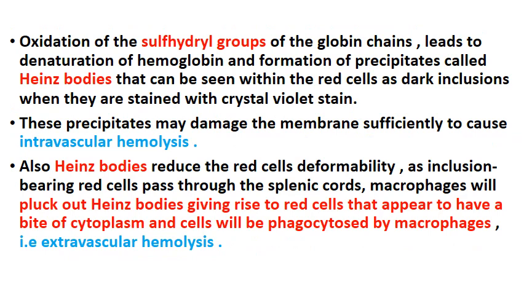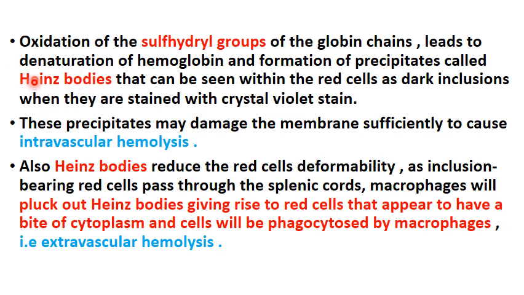Here we are coming to the pathogenesis of G6PD. When the red blood cell is injured by oxidative injury, it will lead to oxidation of the sulfhydryl groups of the globin chain. This will lead to denaturation of hemoglobin. When denaturation of hemoglobin takes place, it will lead to the formation of precipitates, which are called Heinz bodies.